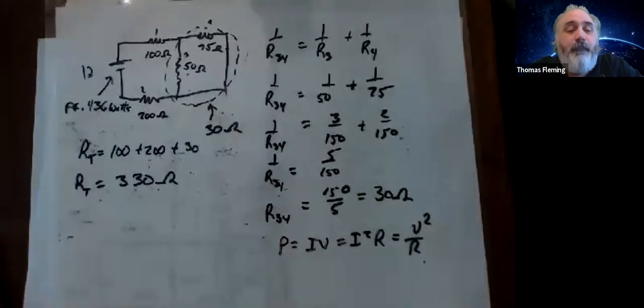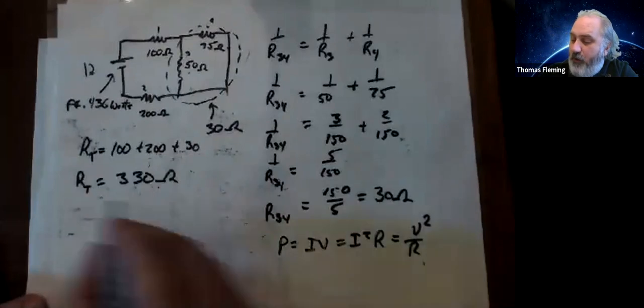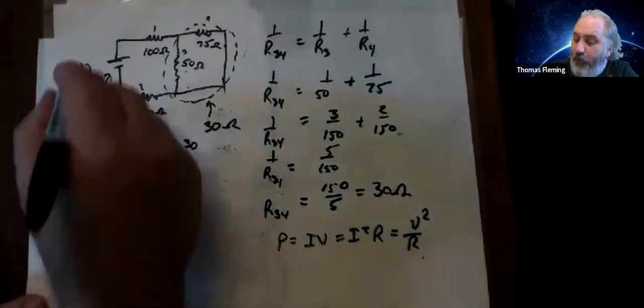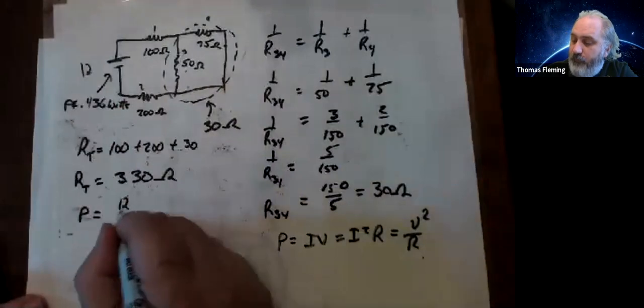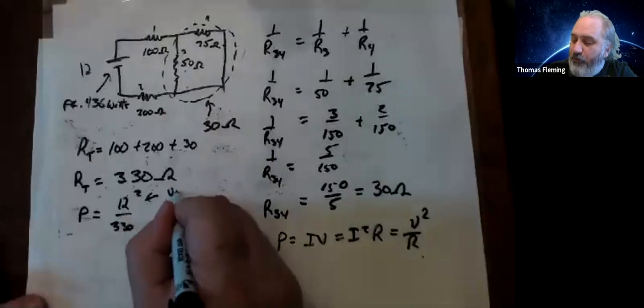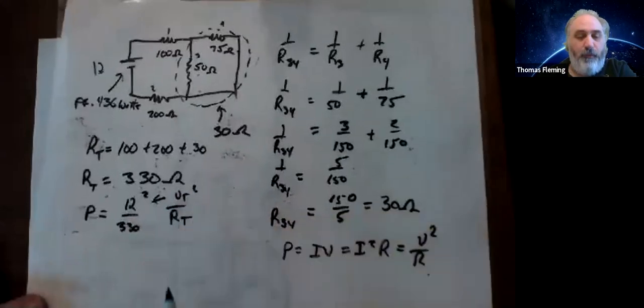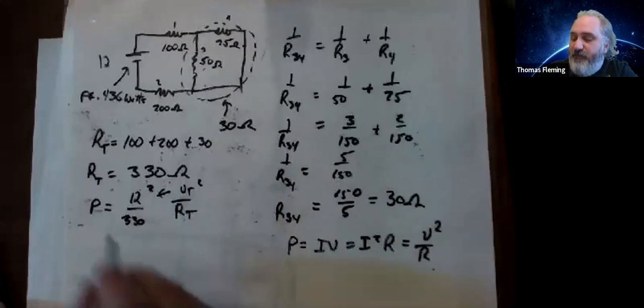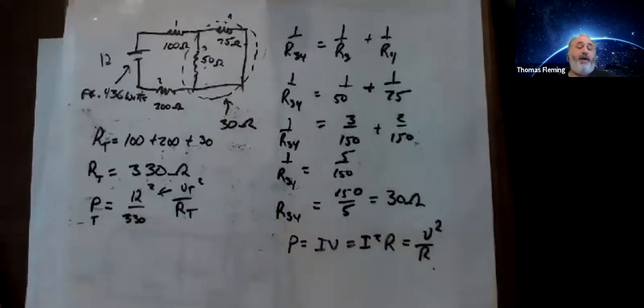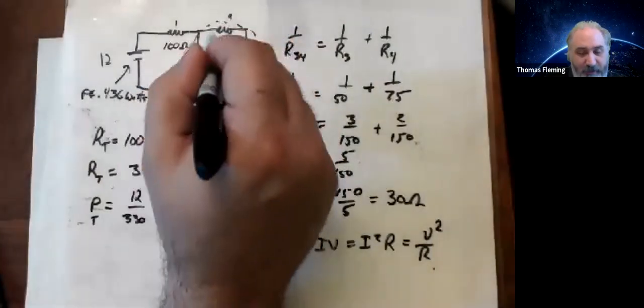Wait, Dr. Fleming, how did you get that? So if I took P equals V squared over R, and I went V squared is 12 squared over 330. So I took basically V total squared over R total. But that's going to give me P total, the total power for everything. So the 0.436 watts is all the power coming out of the battery. But that tells me that the power for each of these things is going to be less than that.